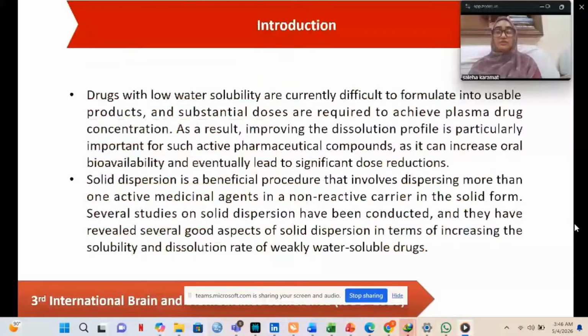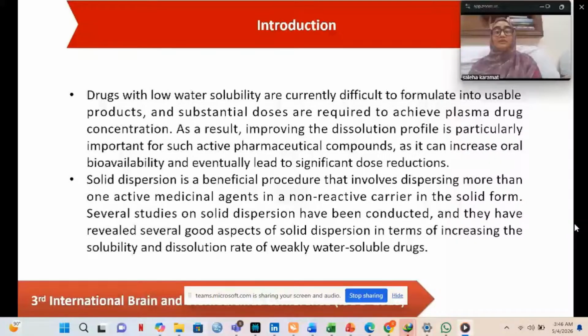One effective approach to overcome this problem is solid dispersion. In this method, the drug is dispersed in a non-reactive carrier in the solid dosage form, which will increase its solubility. Several studies demonstrated that solid dispersion enhances the solubility and bioavailability of such poorly water-insoluble drugs. So this approach plays an important role in improving drug performance.